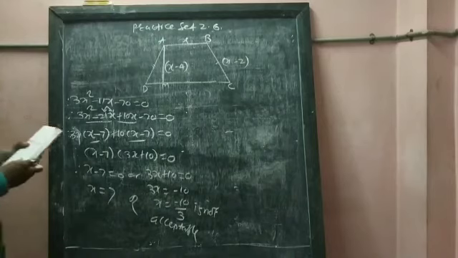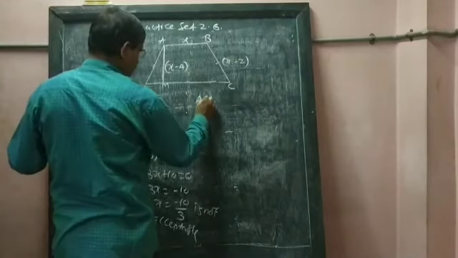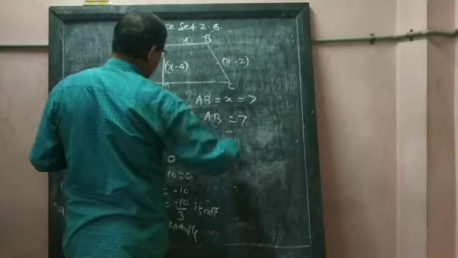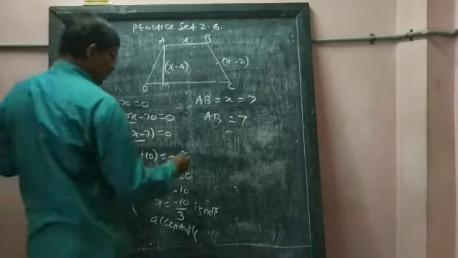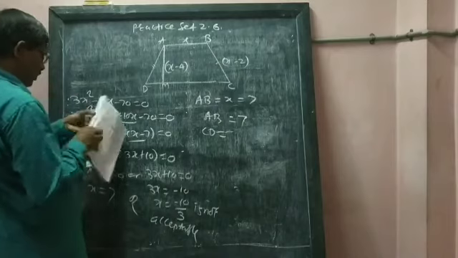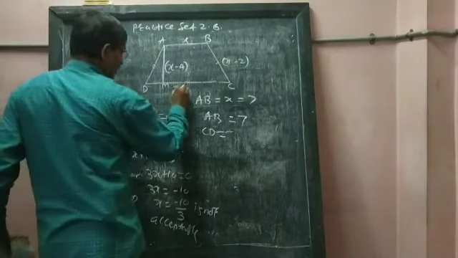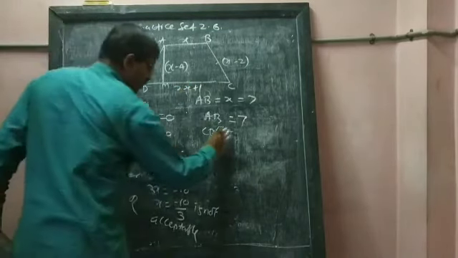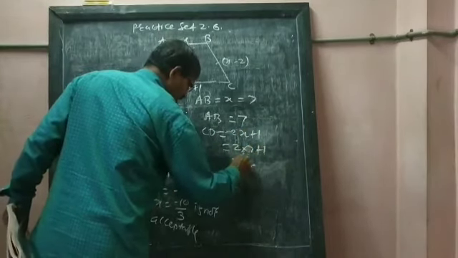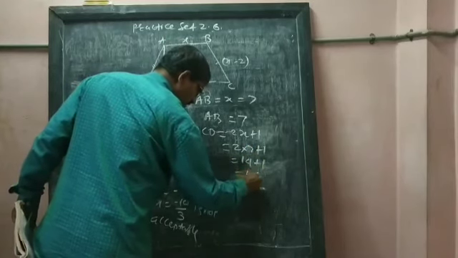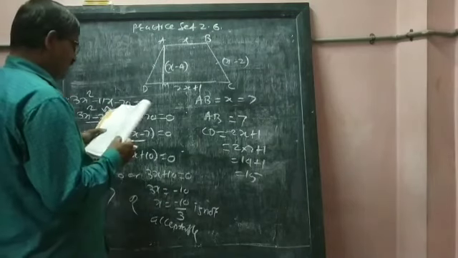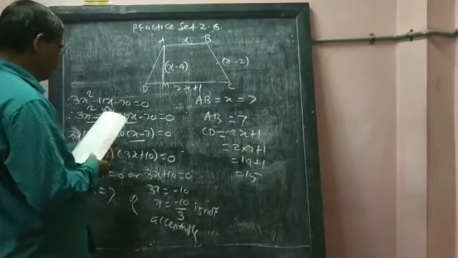AB is wanted, so AB is equal to x is equal to 7. Thus AB is equal to 7. You want to find CD. CD is equal to what is given? It is given as 2x plus 1. So put the value: 2x plus 1 means 2 into 7 plus 1. Thus 14 plus 1 becomes 15. Then CD is equal to 15.